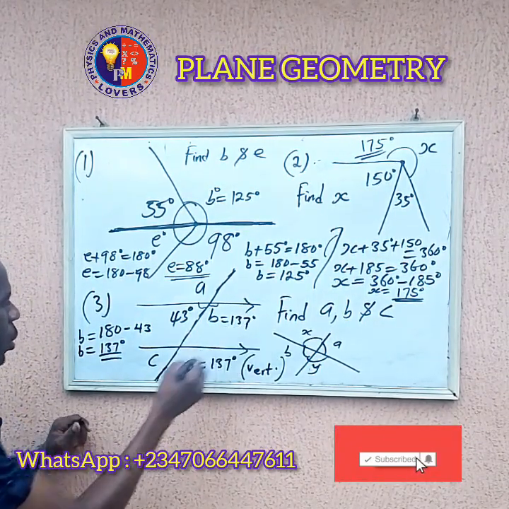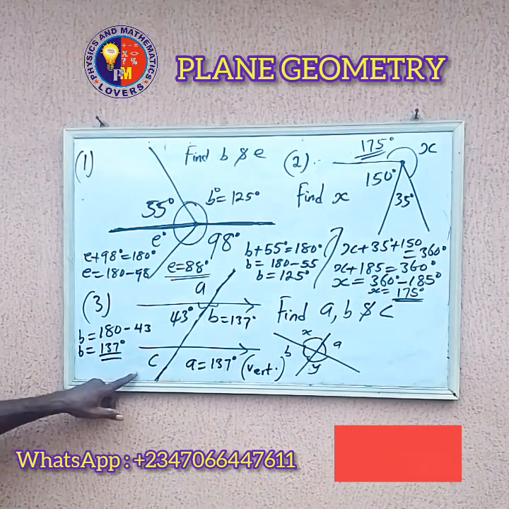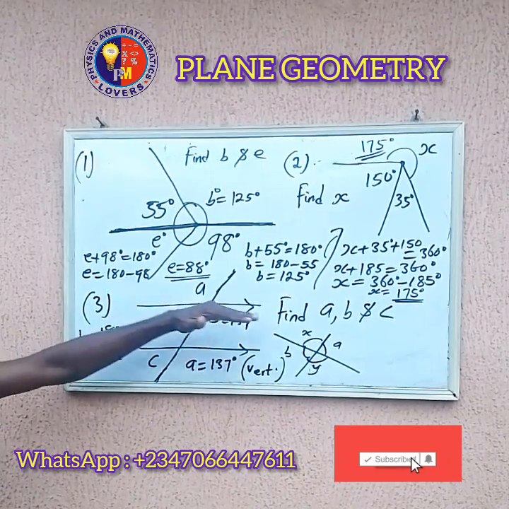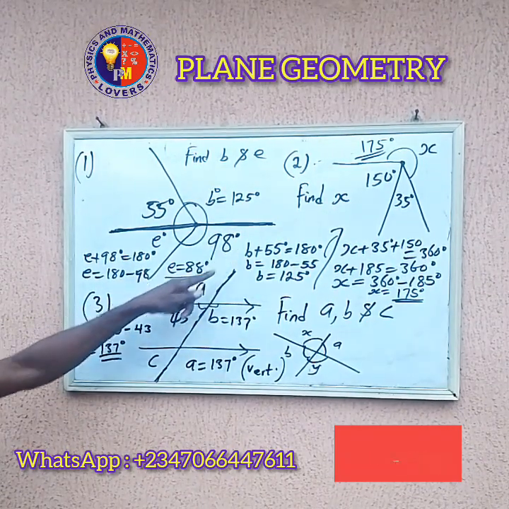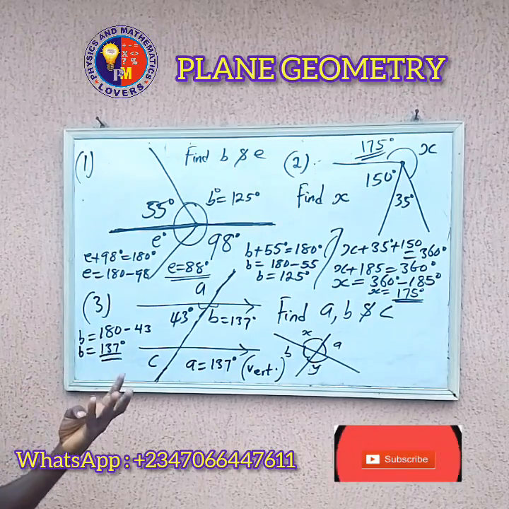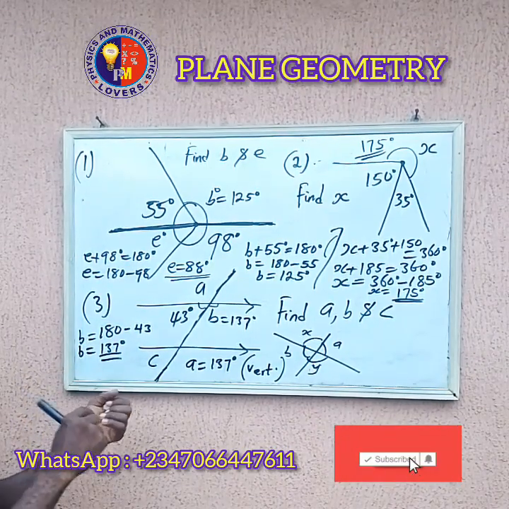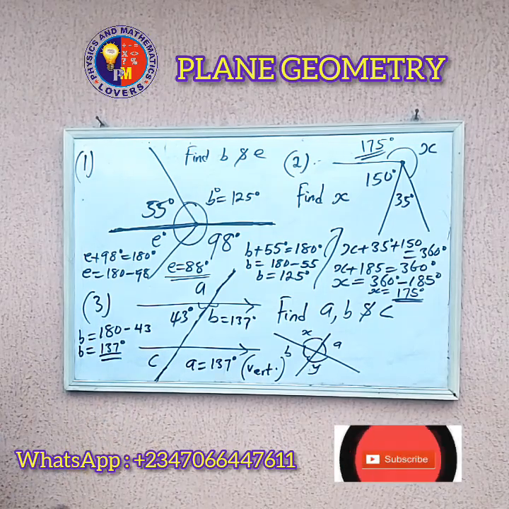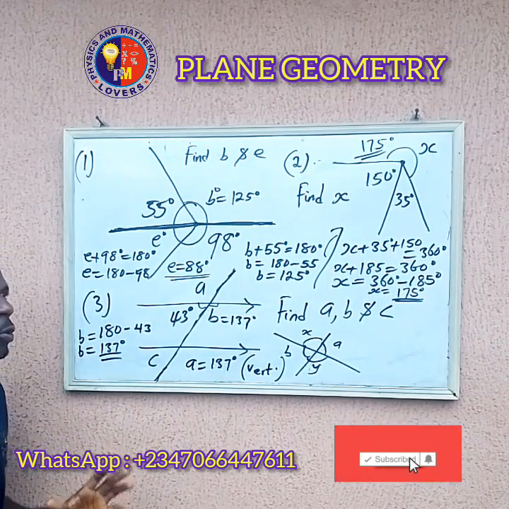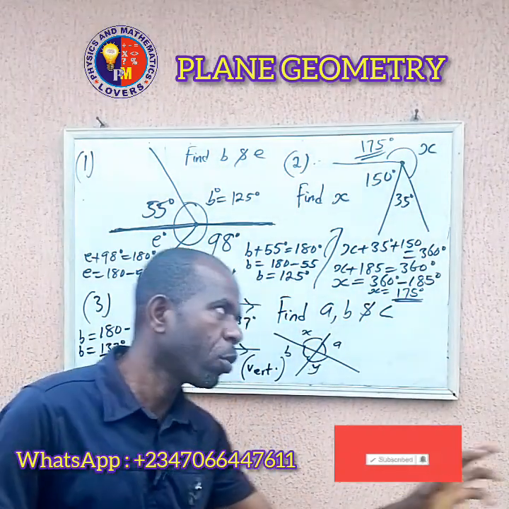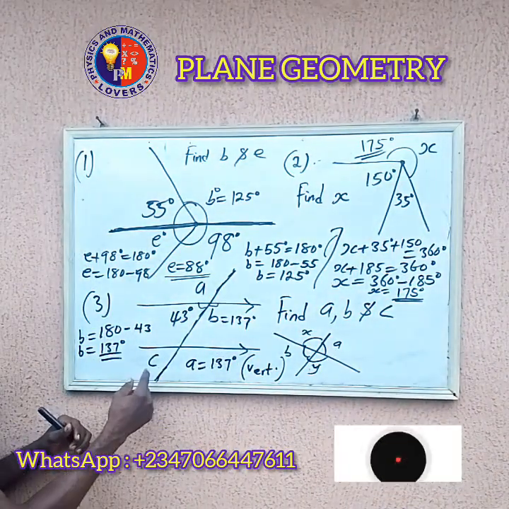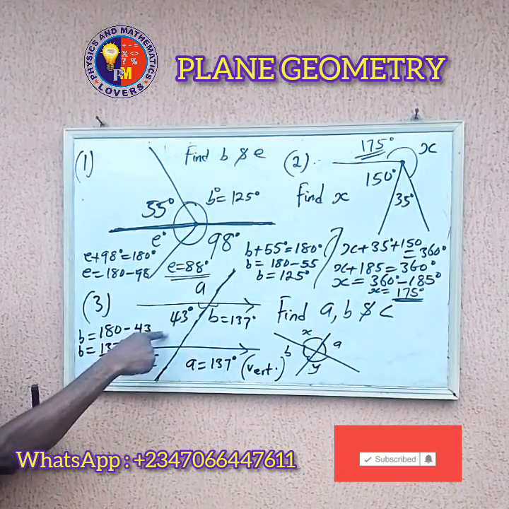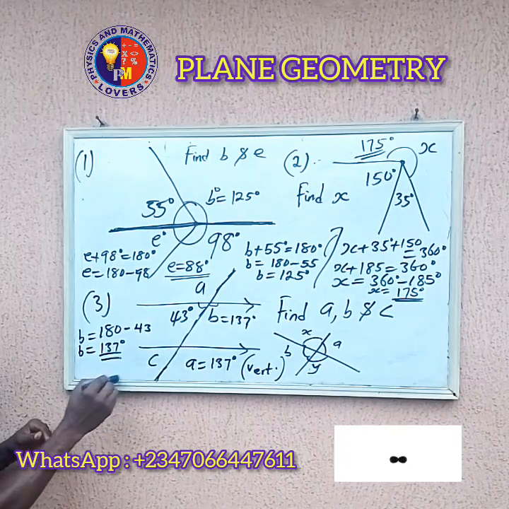Now let us look at C. Remember that I told you that when we have two parallel lines and another transverse line crosses it, we are going to have three major angles. We have vertically opposite angles, we have alternate angles, we have corresponding angles. What are corresponding angles? Corresponding angles are those angles that are facing the same direction. So if you look at it now, which angle is corresponding to C? C and 43, they are corresponding. 43 is looking down this way, and C is also looking down this way.